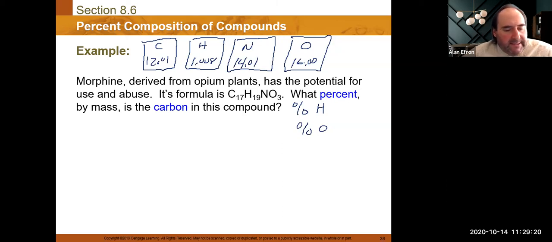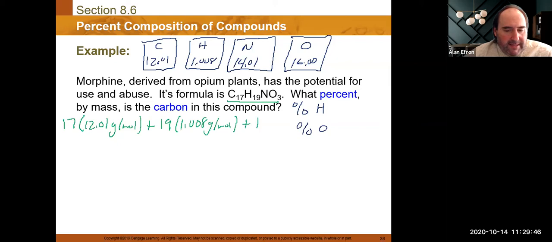Okay, so let's see how we're doing. So in order to really calculate the percent of each of these elements by mass, we do need to start with the molar mass of the entire thing. So that's a good place to start. So we have 17 carbons, each at 12.01. We then have 19 hydrogens, each at 1.008 from the periodic table. We also have one nitrogen at 14.01. Now let's go on the other side here. And we have three oxygens at 16 grams per mole.